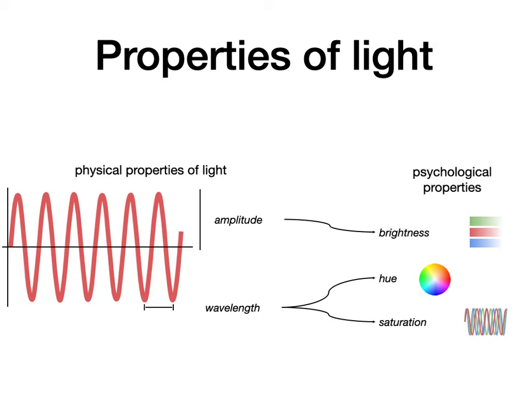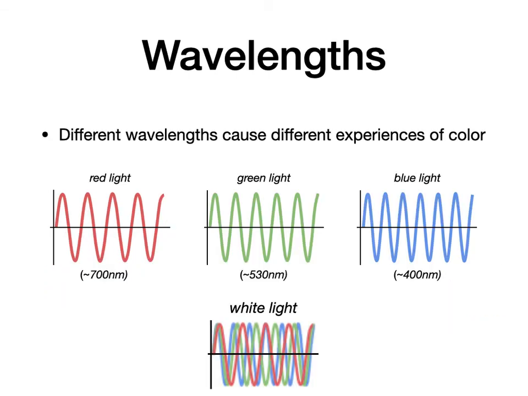So we can extract interesting information like brightness, hue, as in the color, saturation, as in how much of the color is there versus how faded out is it. So let's talk wavelengths first. Different wavelengths will cause different experiences of color.